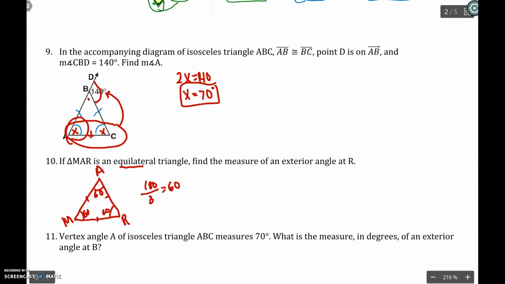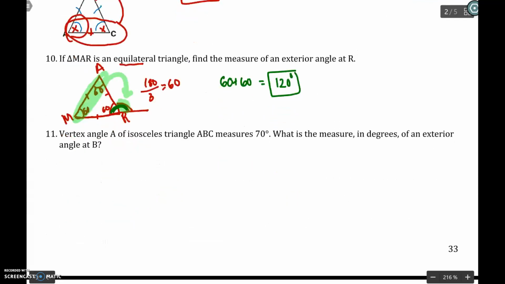Then we want to find the exterior angle at R. So that means we're extending through R, and we are looking for this angle out here. So just like all the other ones, you can do your exterior angle theorem, which means you ignore the one next to it, and you do the other 2 added together to equal it. And that would be 60 plus 60, which is 120 degrees. You also could have done the linear pair here because you do have enough information, so either way would work.